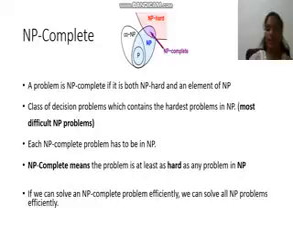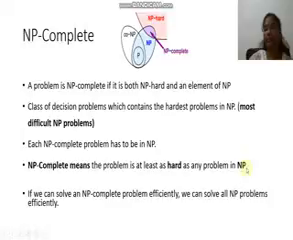We can say a problem is NP complete if it is both NP hard as well as an element of NP. If it is both, then we can say that the problem is NP complete. So NP complete means the problem is at least as hard as any problem in NP.